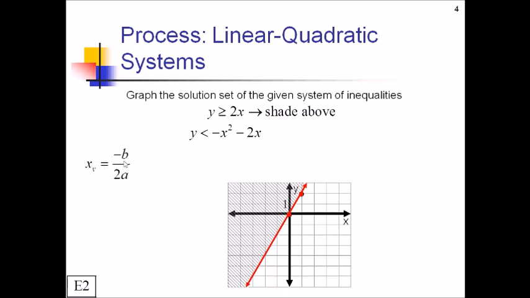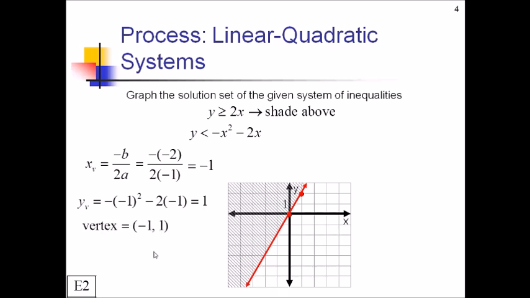So that's going to be negative 2 over 2 times negative 1. So 2 over negative 2 then, which comes out to negative 1. Plugging that back into the original to get the y value of the vertex, we're going to have negative 1 squared minus 2 times negative 1. This is all negative 1 over here, plus 2, so that comes out to positive 1. So our vertex then is going to be negative 1 comma positive 1.